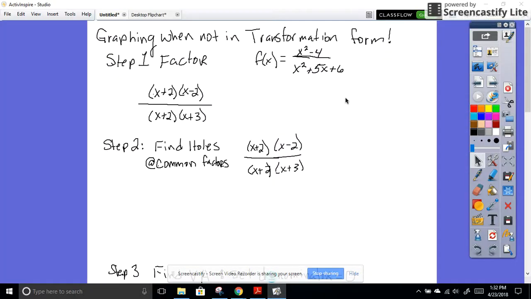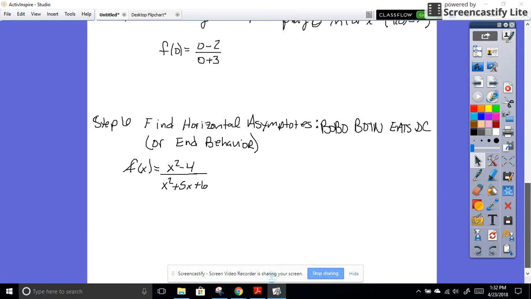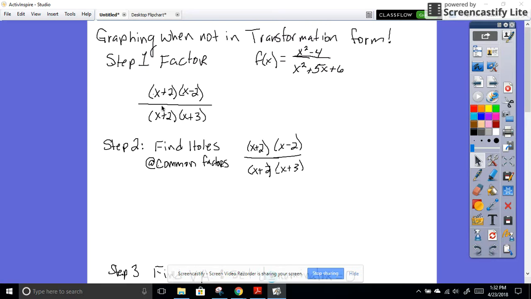Okay, so graphing when it's not in transformation form. Probably one of the tougher lessons for this semester. It's got a lot going on. You're going to have lots of steps. I think I've got steps 1 through 6 on here, and each one of them are pretty involved. So be sure you're taking notes and writing all this down.